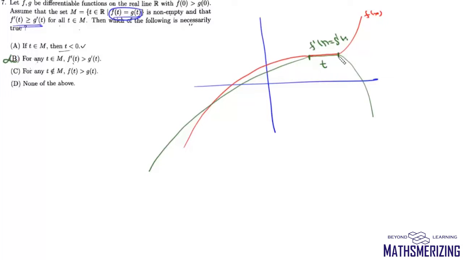It is true here when the slope of f(x) is greater than the slope of g(x). If t belongs to M, then t is less than 0. That may not be necessarily true, so we may have solutions on the positive side also. Now the third one is, for any t which doesn't belong to M, f(t) is greater than g(t). Now this is true when t is greater than 0, because it is given that f(0) is greater than g(0), but it may not be necessarily true when t is less than 0. So that means option A or C may not be necessarily true in all cases. So the answer to this question is D, none of the above.